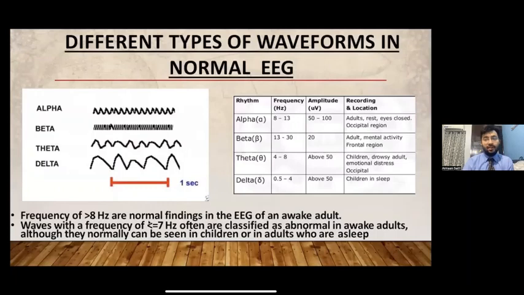We have seen different types of waveforms on EEG. On a normal EEG, we see four different types of waves: alpha, beta, theta, and delta. The alpha and beta are the higher frequency waves, which have a frequency of more than 8 Hz, while theta and delta waves have a lower frequency, less than 8 Hz. The waves with a frequency of less than 8 Hz often are classified as abnormal if they are seen in an awake adult.